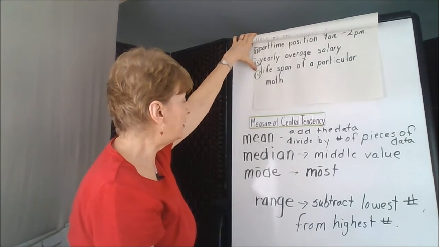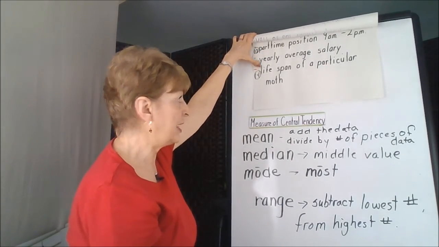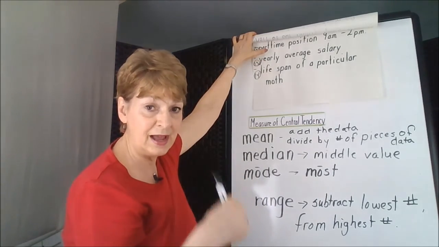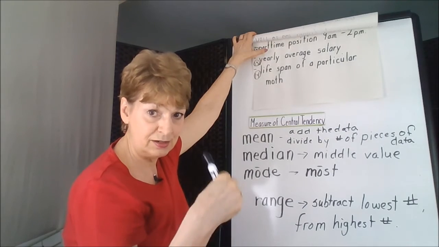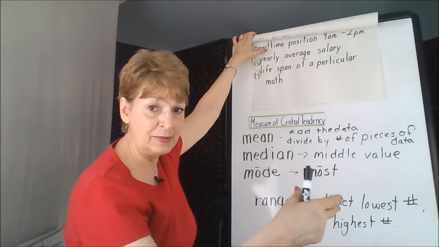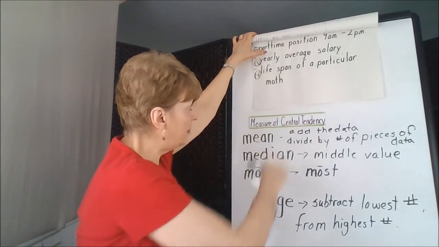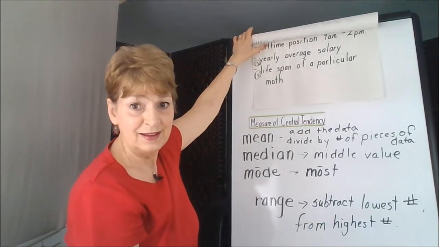And the last one, lifespan of a particular moth. So a lifespan would be from the time that moth was hatched, so born, until the time that it died. So that would be a range, the lifespan. How did you do?